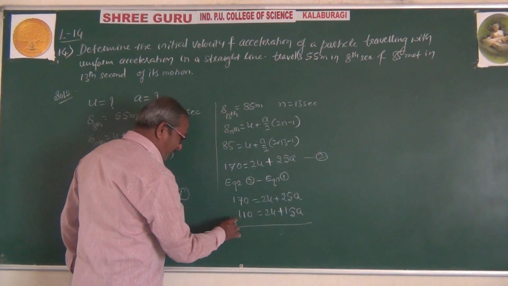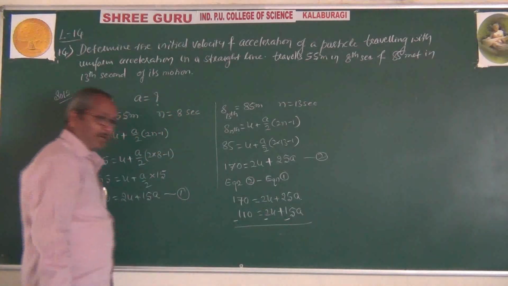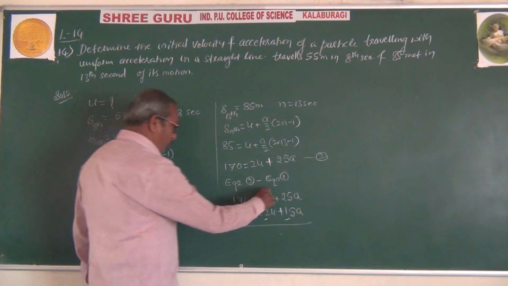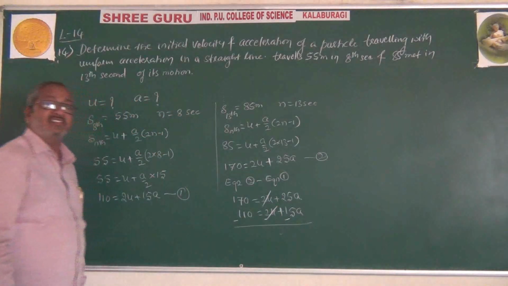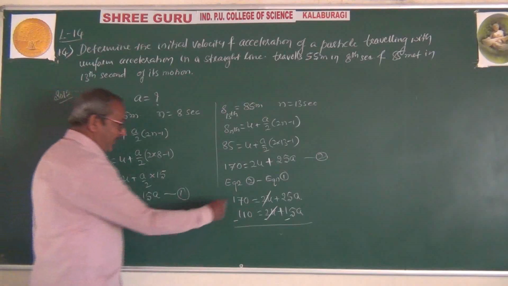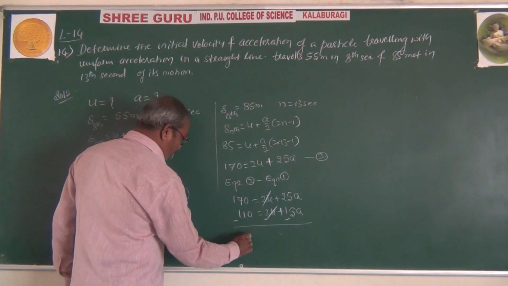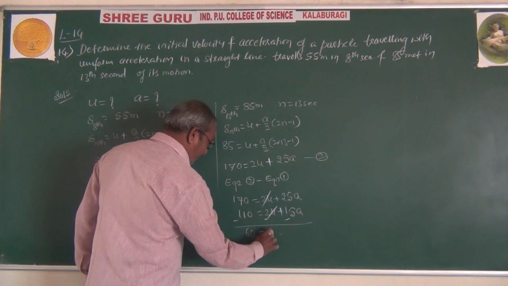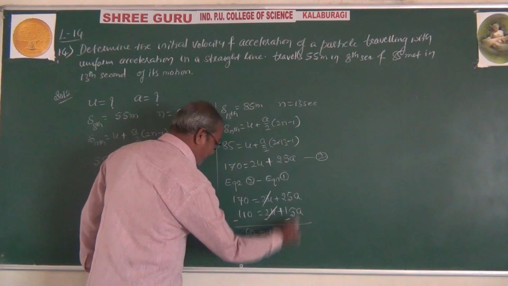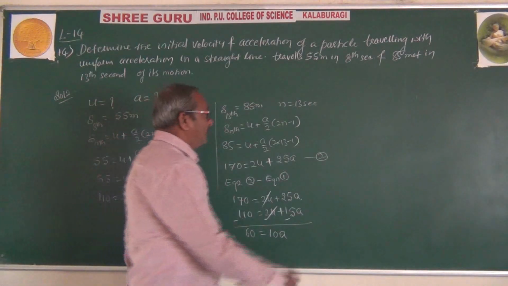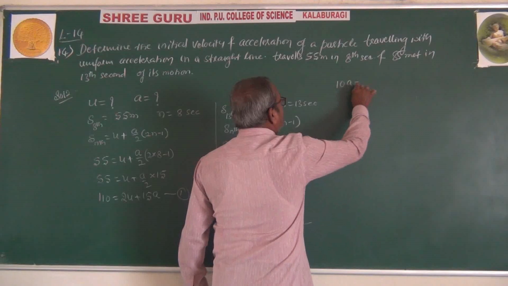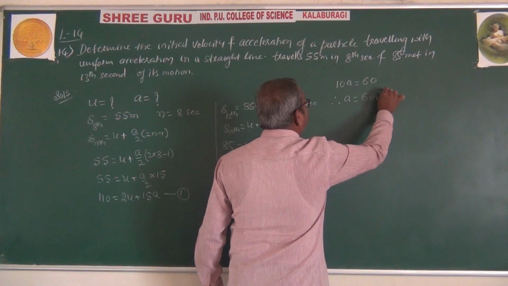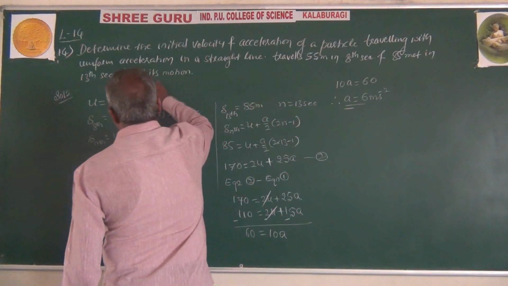Change of sign, this is minus, this is minus, this is minus. Minus into plus is minus, minus into plus is minus. Here 2u plus 2u minus, cancel. 170 minus 110, how much you get? 60 equal to 25 minus 15, 10a. So 10a equal to 60, therefore a equal to how much? 6 meters per second square. We got the a value.